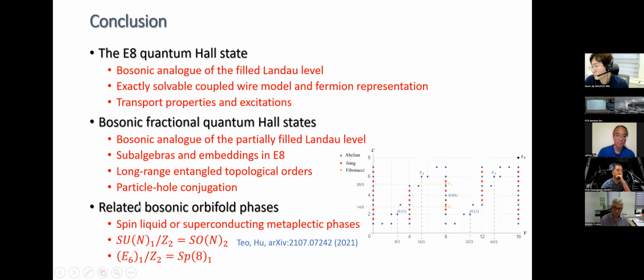So there are some related bosonic orbifold phases that are perhaps related to Munyip's questions that involve either charge symmetry breaking or some other symmetry breaking. So they give us spin liquid or superconducting phases that have a relationship with orbifold structures. So thanks for your attention.